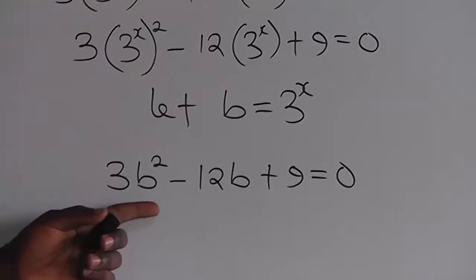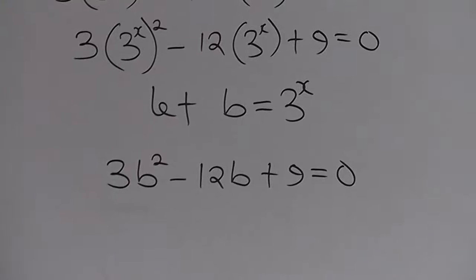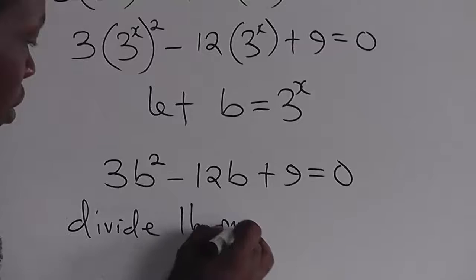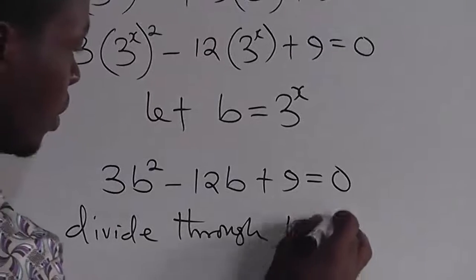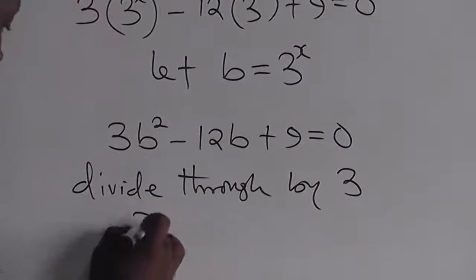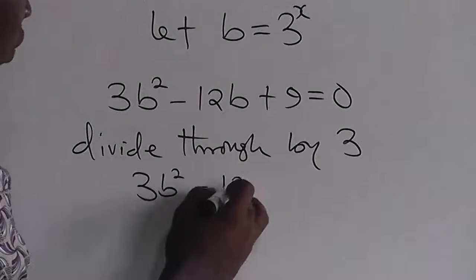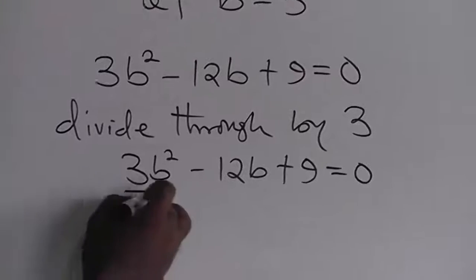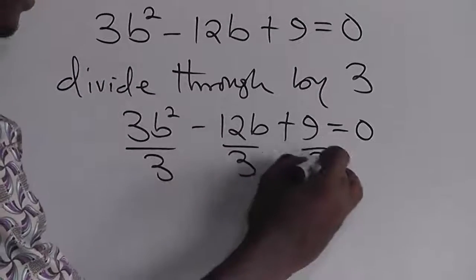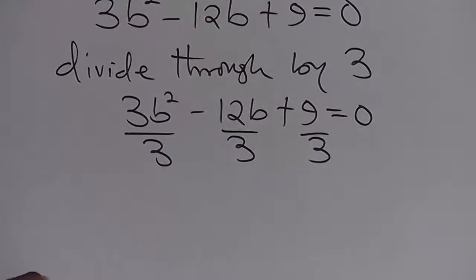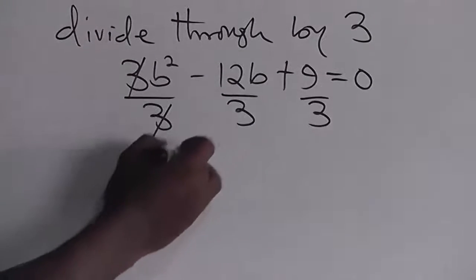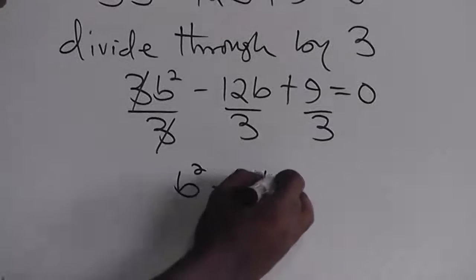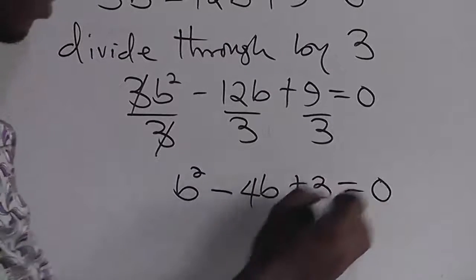Now this quadratic equation is a bit cumbersome. We can break it down by dividing through by 3. Now if we do that, we have 3b squared minus 12b plus 9 is equal to 0. Now divide each term by 3. If you divide 0 by 3, you still get 0. So this 3, you can cancel this. You have b squared minus 12 divided by 3 will give us 4b plus 3 is equal to 0.